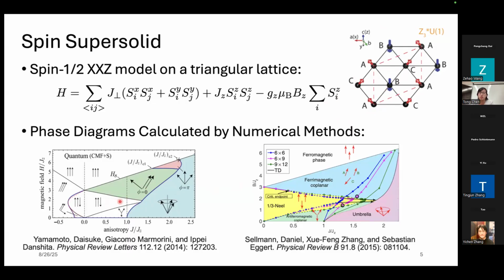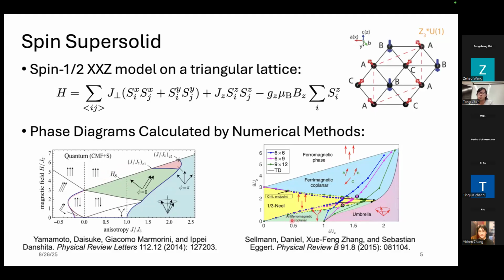Then when you further increase the magnetic field along the axis, you go to a high-field supersolid state. And finally, when the field is large enough, you have all the spins aligned by the magnetic field, the field-polarized state. This is from the cluster mean field, but for the DMRG, the result is also consistent. So basically in this phase diagram, you have two supersolid phases.